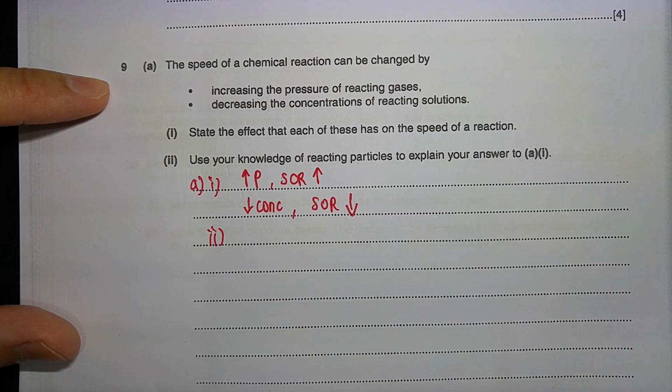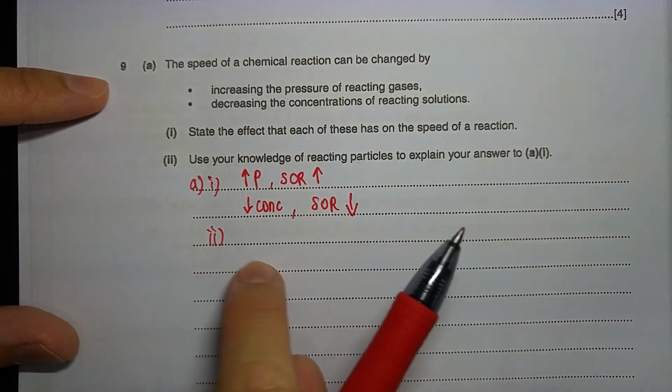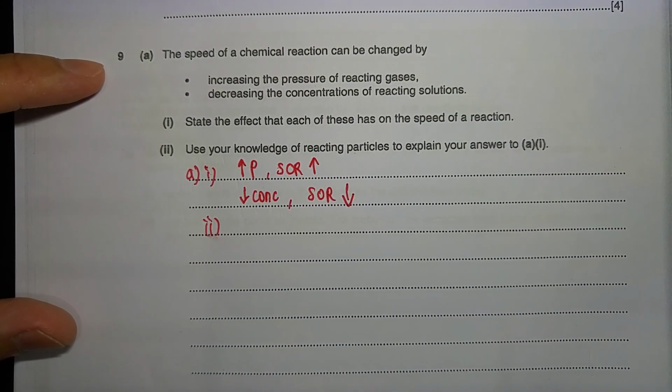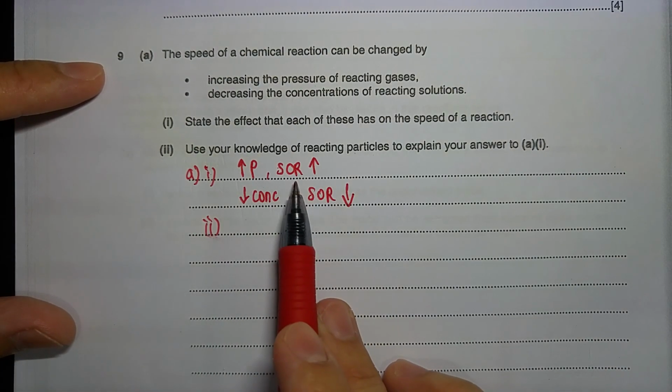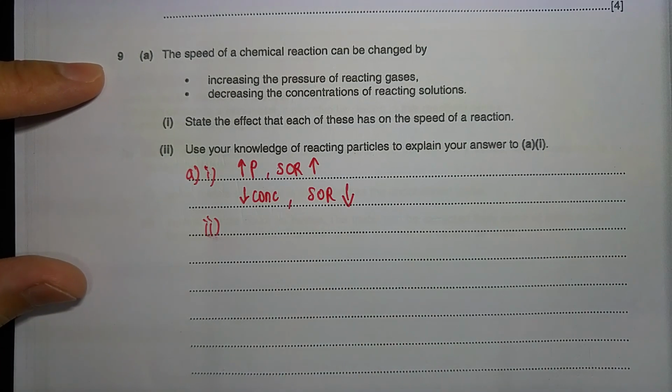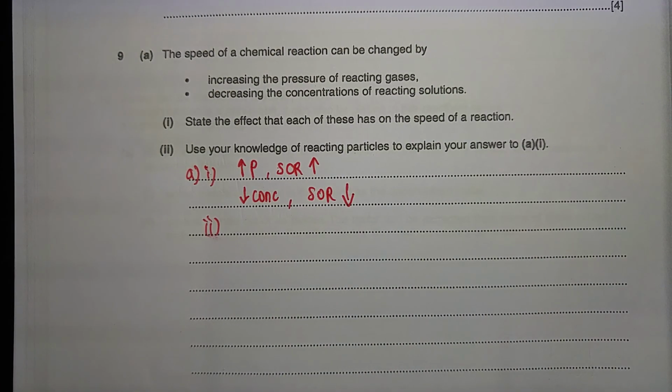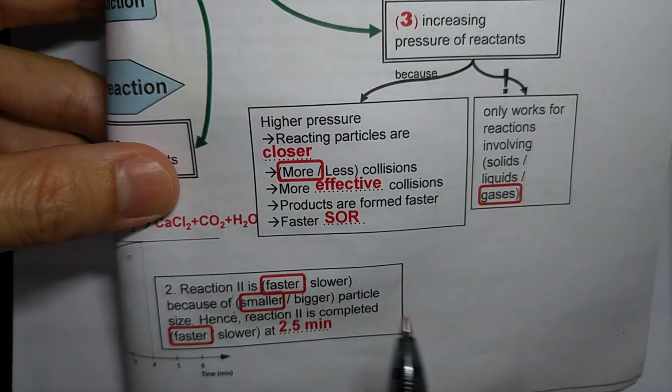Now for part 2. Okay, for part 2, use your knowledge of reacting particles to explain your answer to A1. That means why increasing the pressure, the speed of reaction will increase. Now, this part again, it's straight out from the textbook or the mind map. This is about pressure, right? So, when I increase the pressure, what happened?